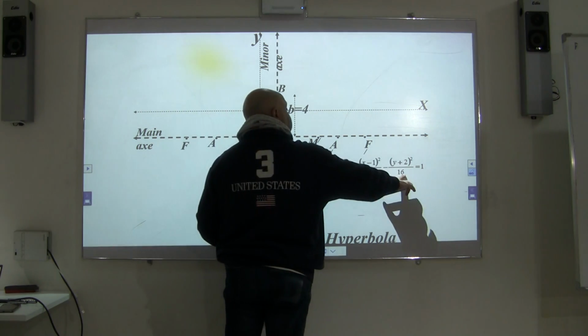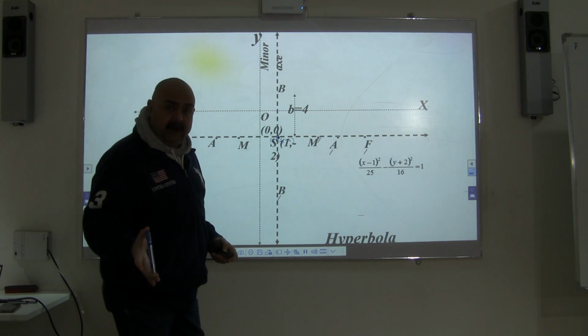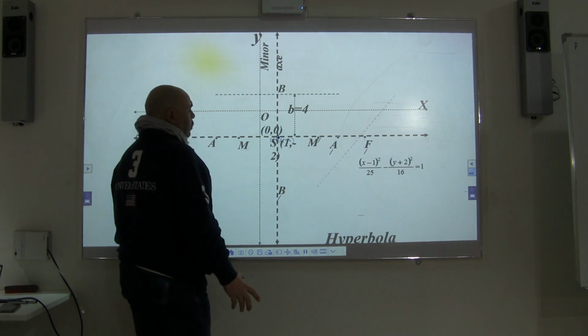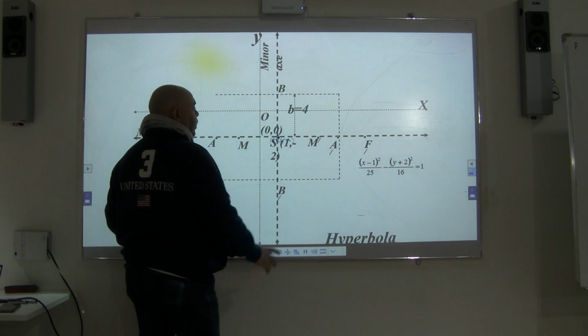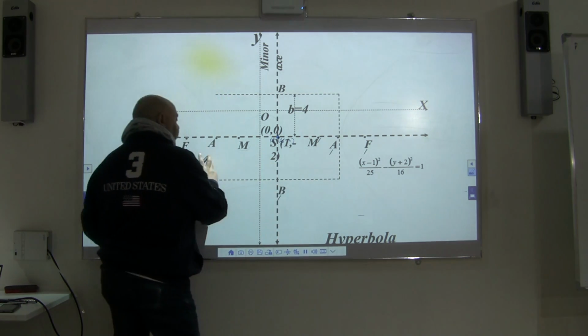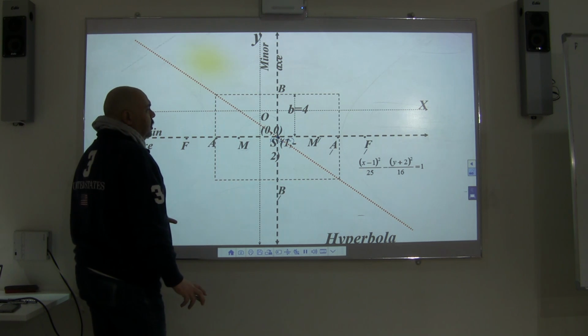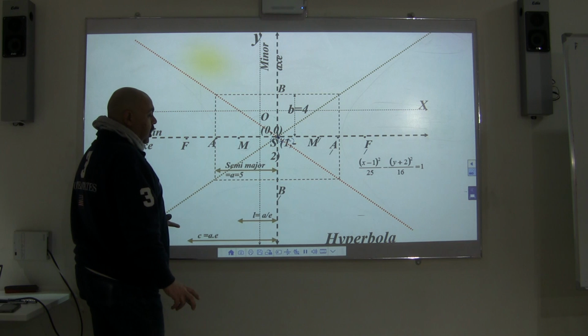As you can see, this is 16. Get the square root, which is 4, for the minor axis. I will go 4 up, 4 down. I will try to draw, as I told you, the rectangle that I'm telling you about. 5 to the right, 5 to the left, which are the vertices. I will connect the two diagonals, which are the asymptotes of our hyperbola.